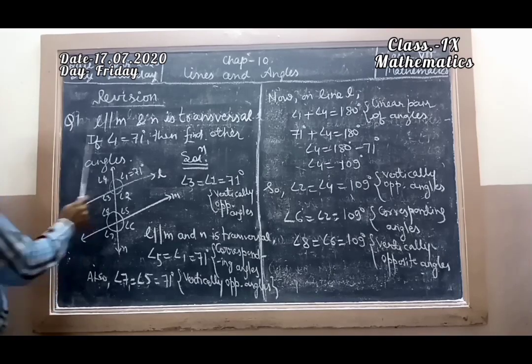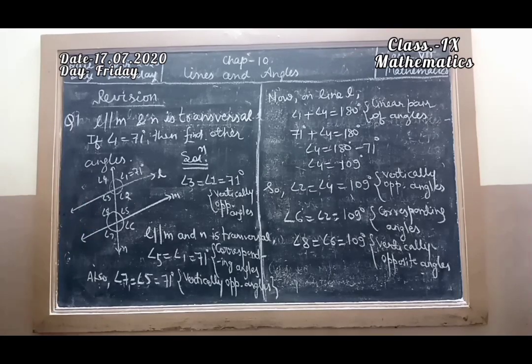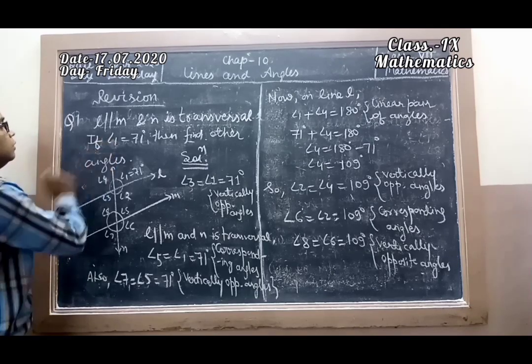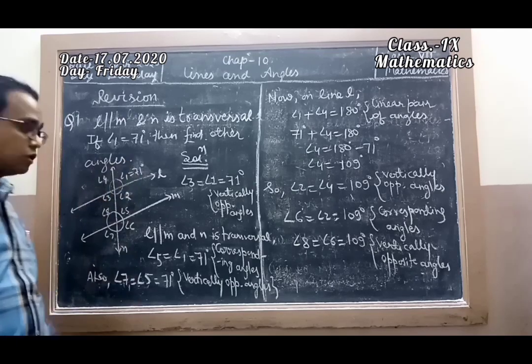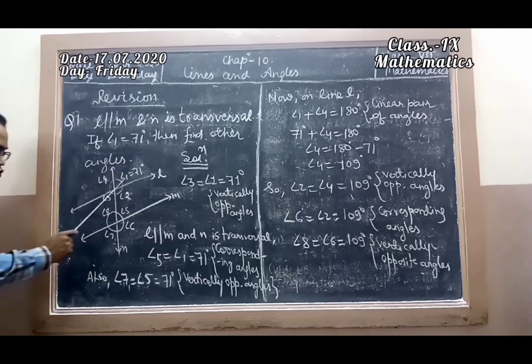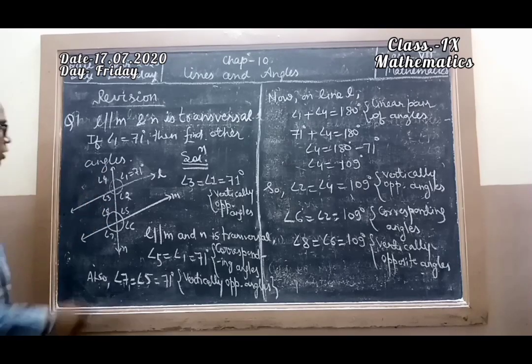Question 1. L is parallel to M and N is a transversal. If angle 1 equals 71 degrees, then find the other angles. Here L is parallel to M and N is the transversal, with angles 1 through 8 marked. First of all, angle 3 equals angle 1 equals 71 degrees. The reason is vertically opposite angles.